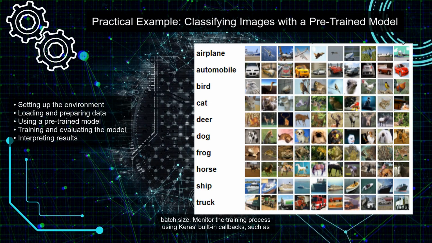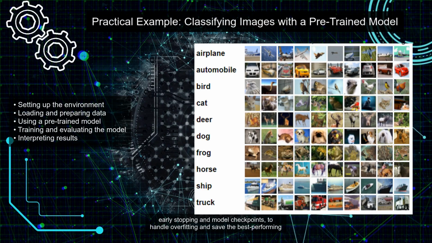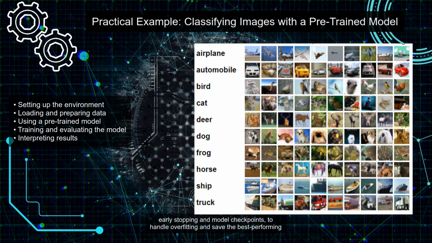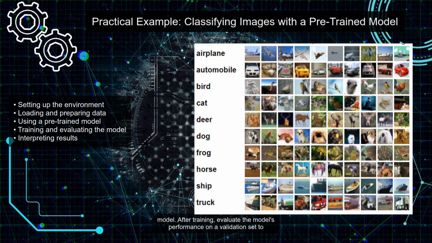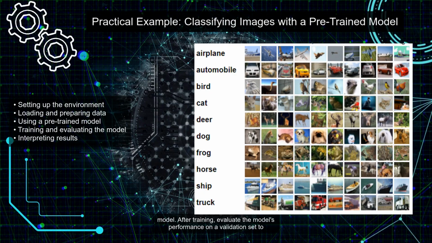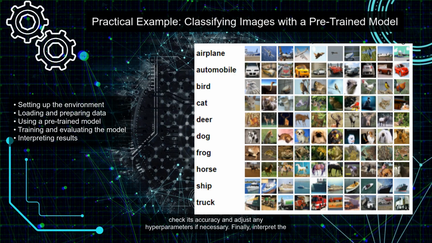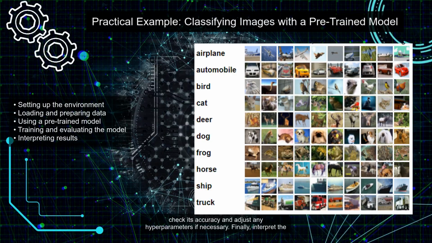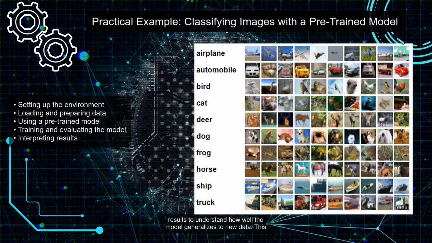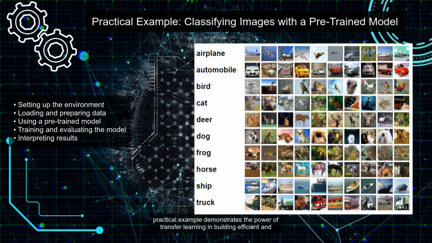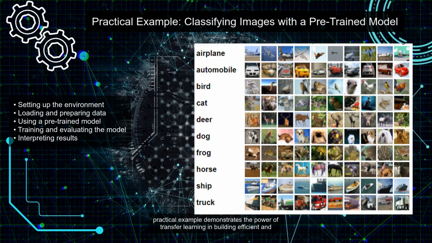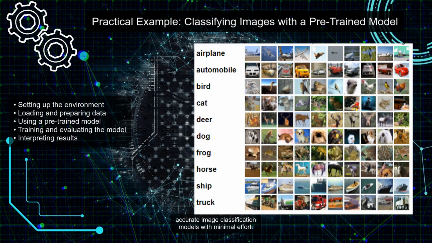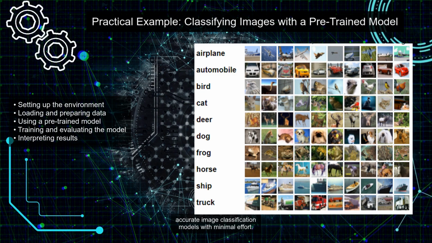Monitor the training process using Keras built-in callbacks, such as early stopping and model checkpoints, to handle overfitting and save the best performing model. After training, evaluate the model's performance on a validation set to check its accuracy and adjust any hyperparameters if necessary. Finally, interpret the results to understand how well the model generalizes to new data. This practical example demonstrates the power of transfer learning in building efficient and accurate image classification models with minimal effort.